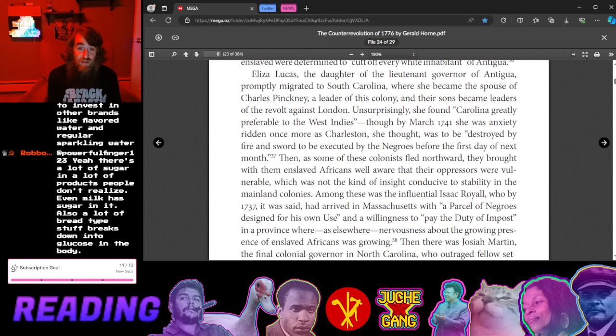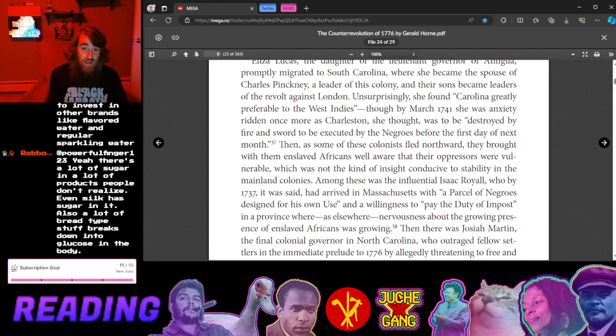Eliza Lucas, the daughter of the lieutenant governor of Antigua, promptly migrated to South Carolina, where she became the spouse of Charles Pinckney, a leader of this colony, and their sons became leaders of the revolt against London. Unsurprisingly, she found Carolina greatly preferable to the West Indies, though by March 1741 she was anxiety-ridden once more, as Charleston, she thought, was to be, quote, "destroyed by fire and sword, to be executed by the Negroes before the first day of next month," unquote.